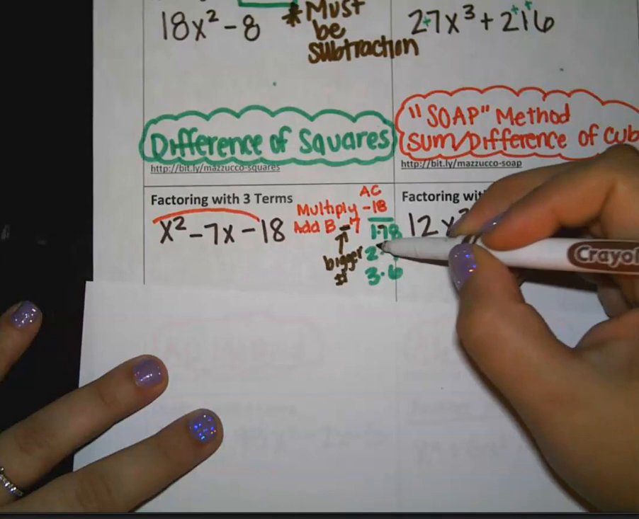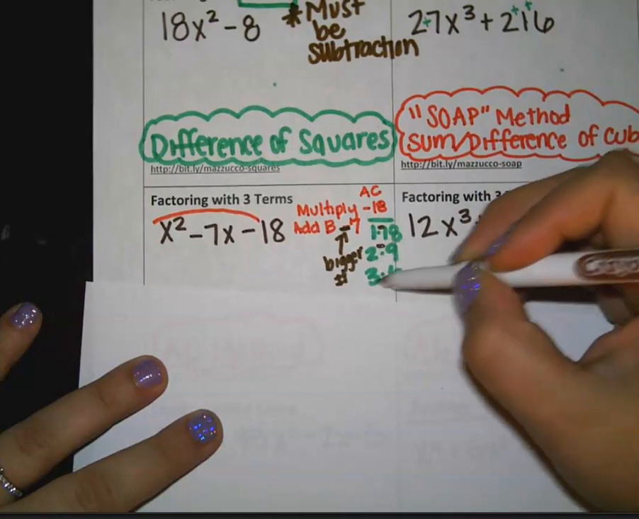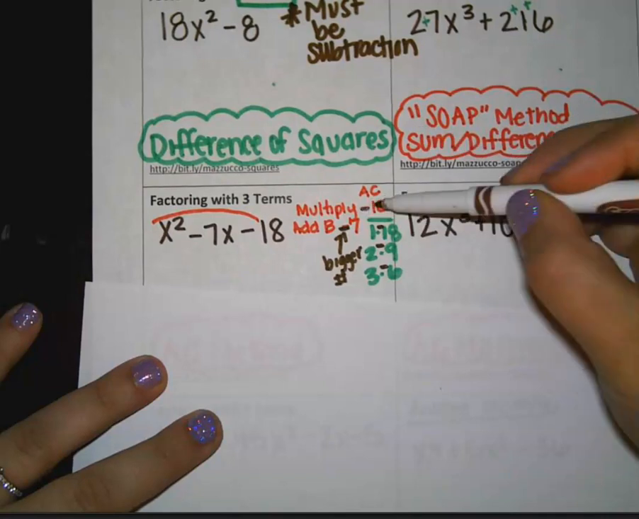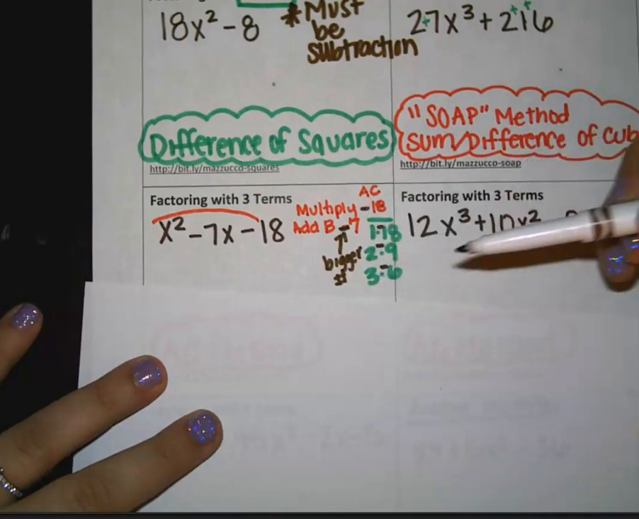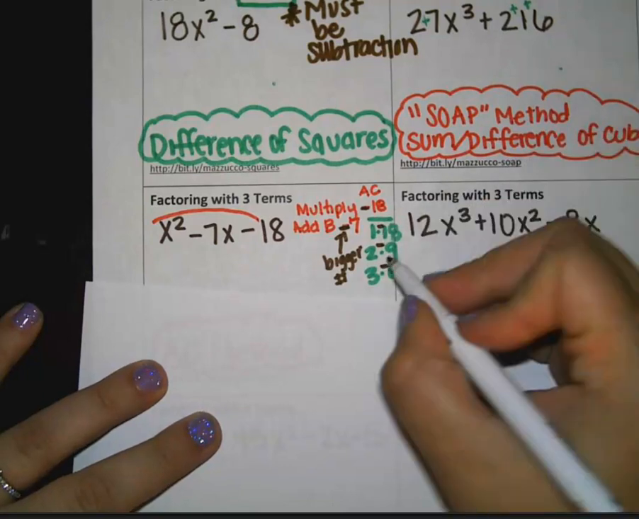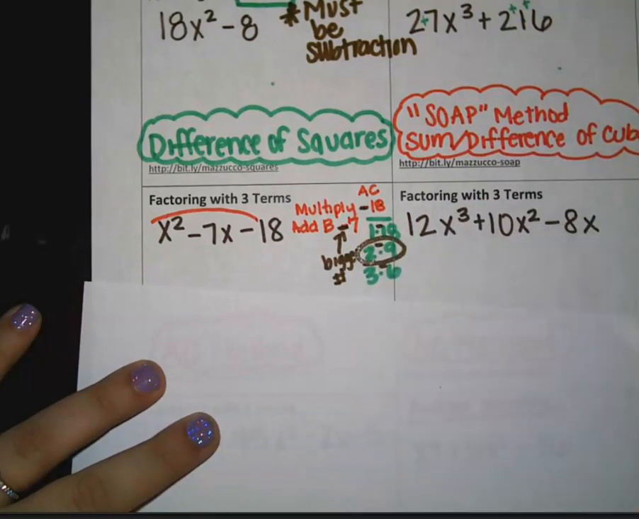9 is bigger than 2, so it's the negative one. 6 is bigger than 3, so it's the negative one. And then it has to multiply to a negative, so the other number has to be positive. So now I'm going to add these and find which one would make negative 7, and I would see that 2 and negative 9 work.